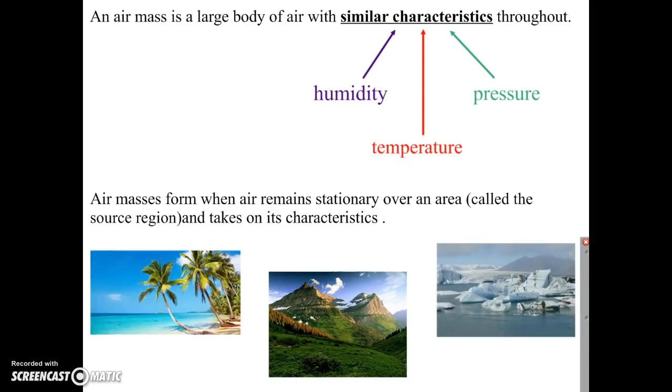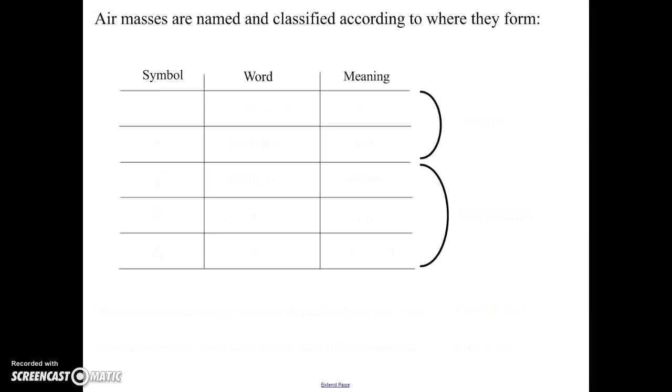And if an air mass were to stagnate over this glacial lagoon in Iceland, obviously the air would be very cold, and because it's cold, it probably would not be that humid, since we know that cold air does not carry as much moisture as warm air. So these are called the source regions, and they give the air mass the characteristics.